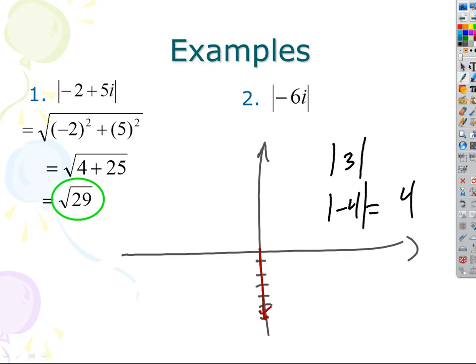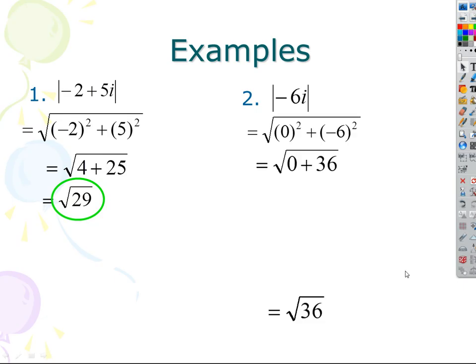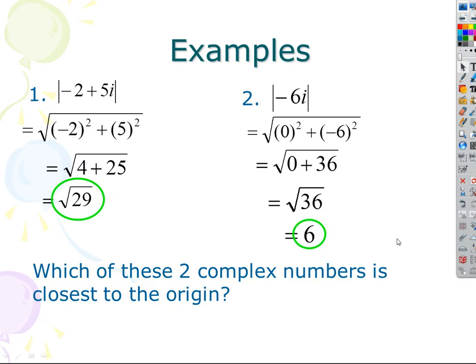Okay. All right, so which is closest to the origin? Actually, that one is. So this is a bigger complex number than that is because it's got a bigger modulus. Okay.